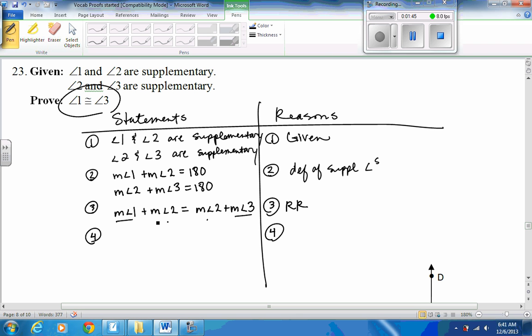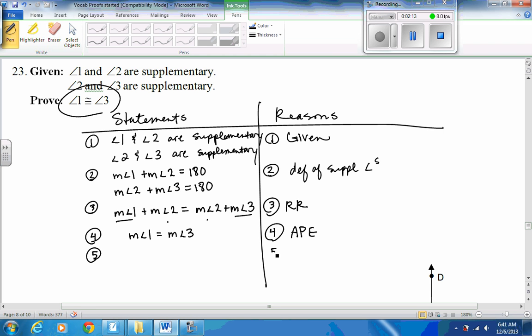So you can show that if you want, minus measure of angle 2, minus measure of angle 2, but you don't necessarily have to. We just have to state our new statement here for step 4. And then justify it. So what says that you can subtract something from both sides and that 2 can just kind of disappear? APE. Additive property of equality. Add or subtract something from both sides of an equation.